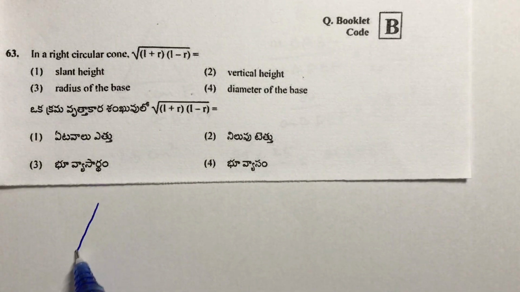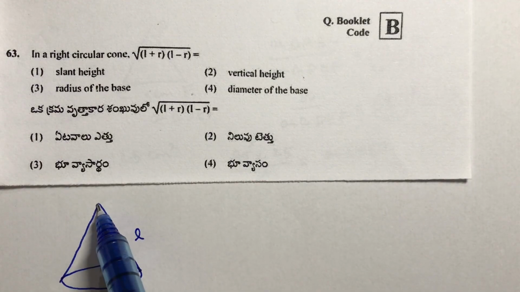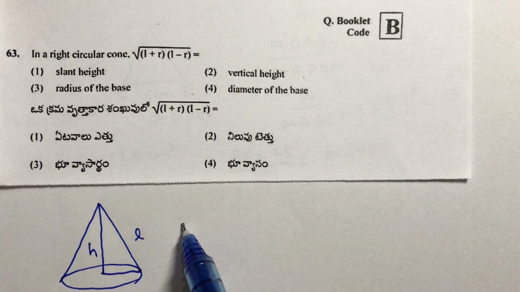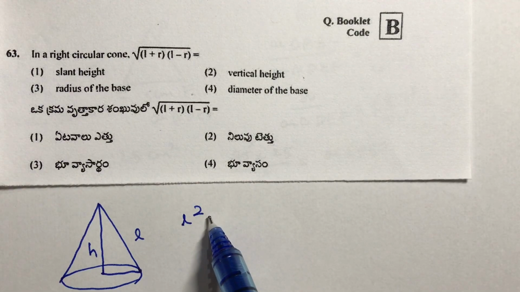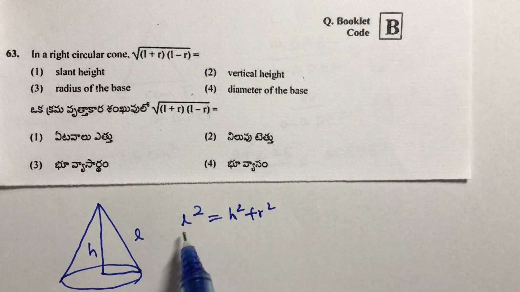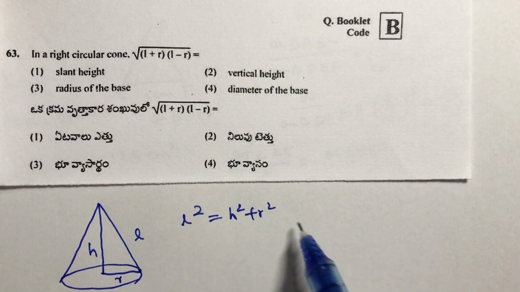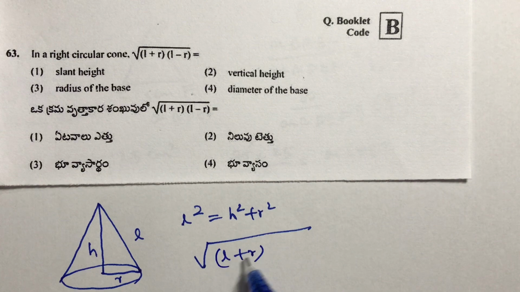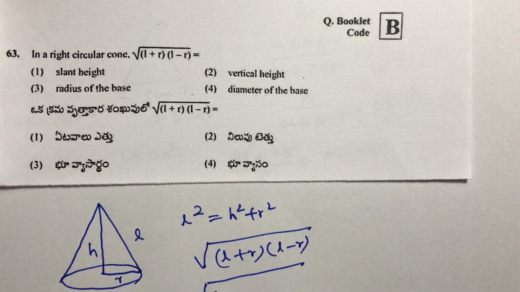In a cone, slant height, height and radius. The relation between these is: under root L square equals h square plus r square. This is the relation between radius, height and slant height. But the question is under root L plus r into L minus r. So under root you are getting L square minus r square.